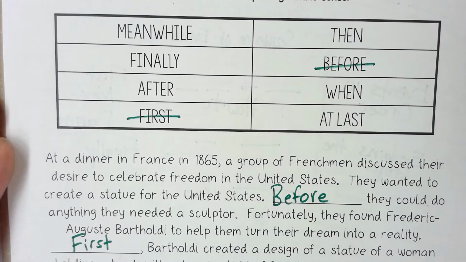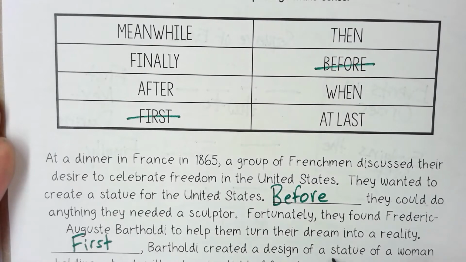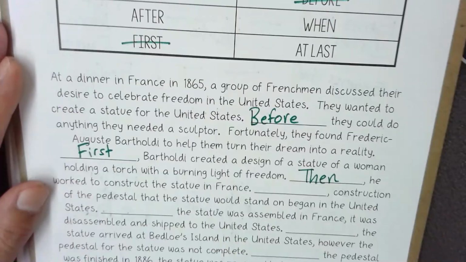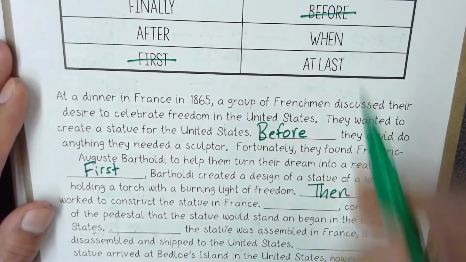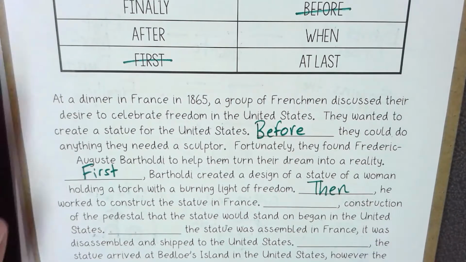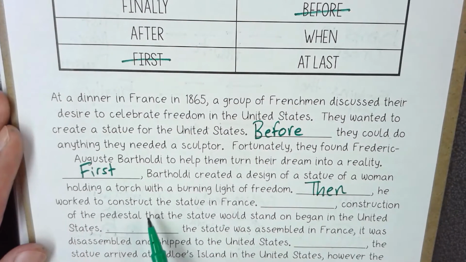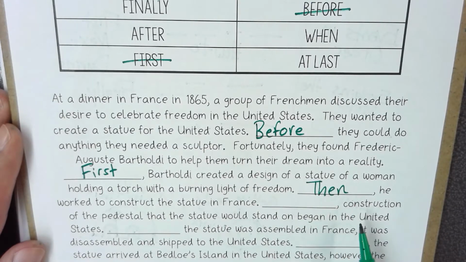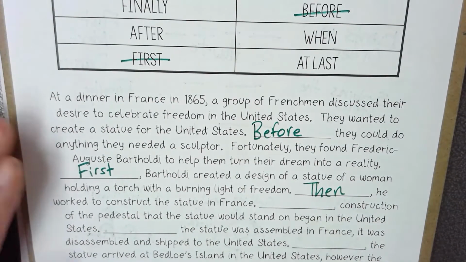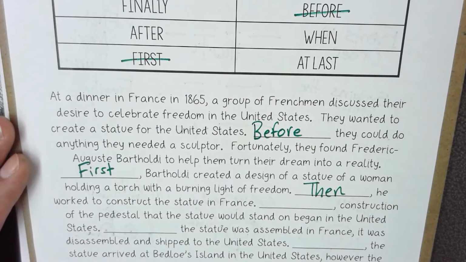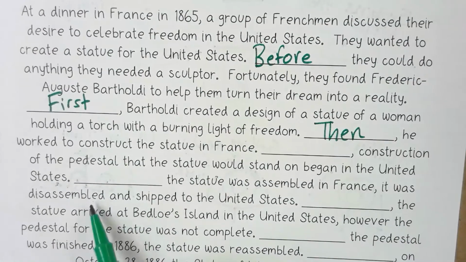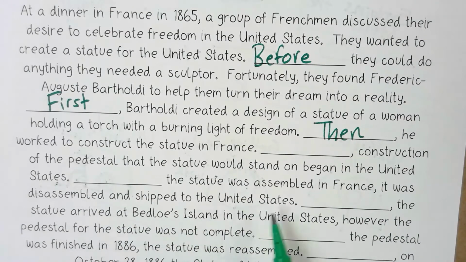Then he worked to construct the statue in France. That fits. That is similar to the word next. Then, so cross it out. Then he worked to construct the statue in France. Blank, construction of the pedestal that the statue would stand on began in France. It was disassembled and shipped to the United States.